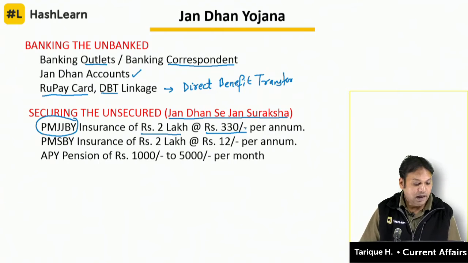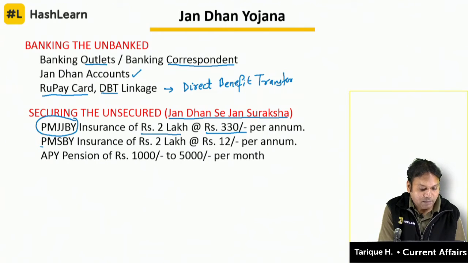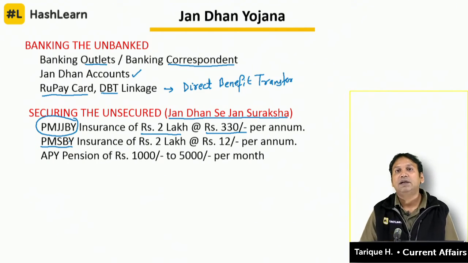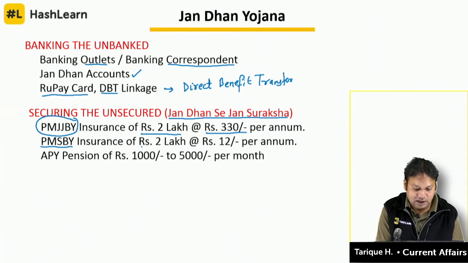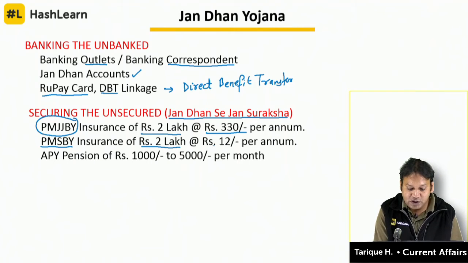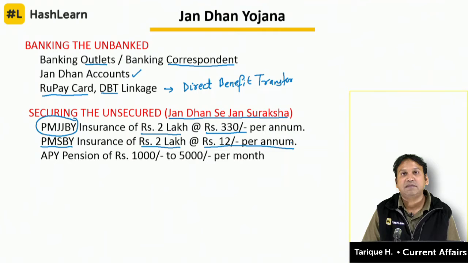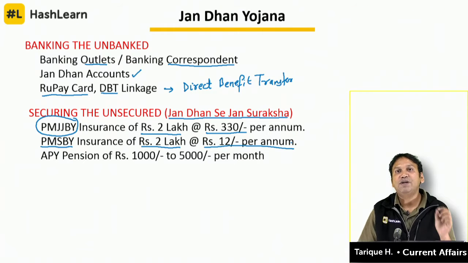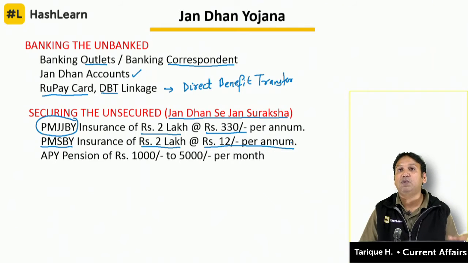The second thing is the Pradhan Mantri Suraksha Bima Yojana. Suraksha Bima Yojana deals with accidental insurance, providing insurance up to 2 lakh rupees at rupees 12 per annum. That's like 1 rupee per month. At rupees 12 per annum, you're getting an accident insurance of up to 2 lakh rupees.